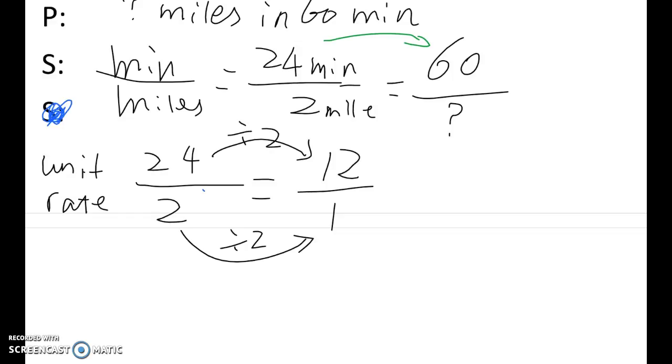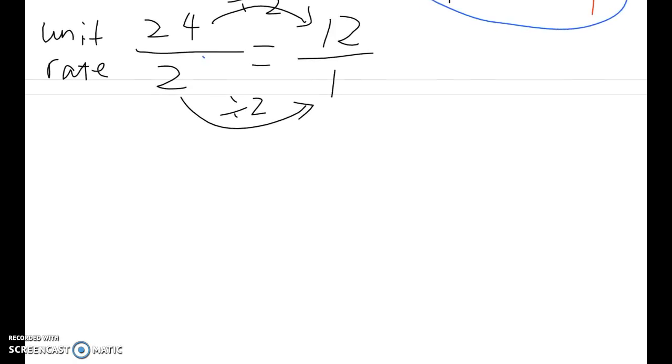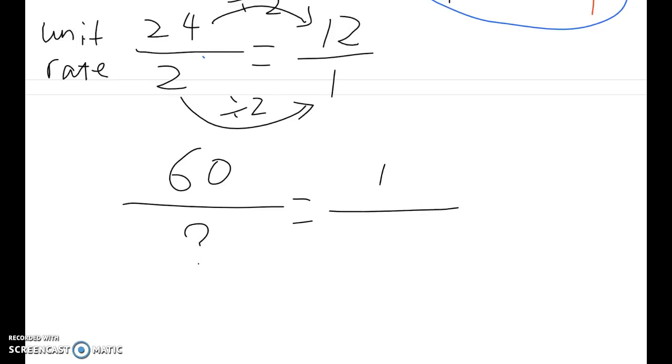So now, since all the equivalent rates should simplify to the same form, we are changing our proportion into another one, since we can still have all these equivalent rates. So now we take this part as our proportion to solve. Let me write it down here. 60 compared to question mark equal to 12 compared to what?